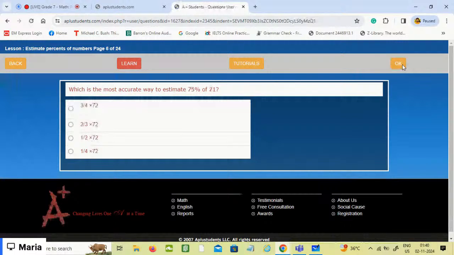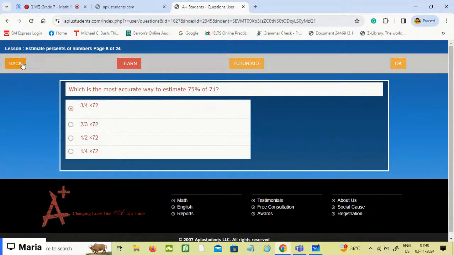Which is the most accurate way to estimate 75% of 71? That is 3/4 of 72. Option number 1 is the correct option.